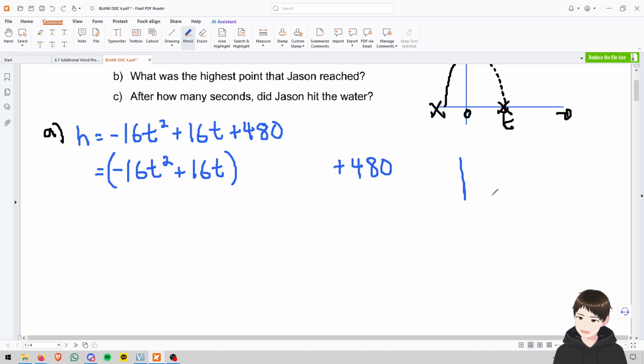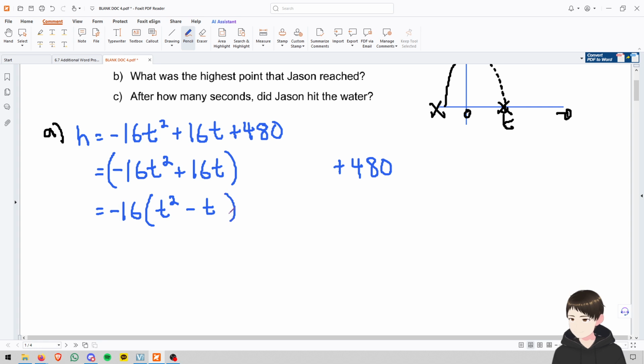Here we go. Next, because I have an a value, I will factor that out. I want my t squared term to have no coefficient, so that would be t squared minus t plus 480. Next, I will do my little shortcut, take this term, divide by 2, and square to find my constant term. Negative 1 divided by 2 squared, 0.5 squared, is going to be positive 0.25.